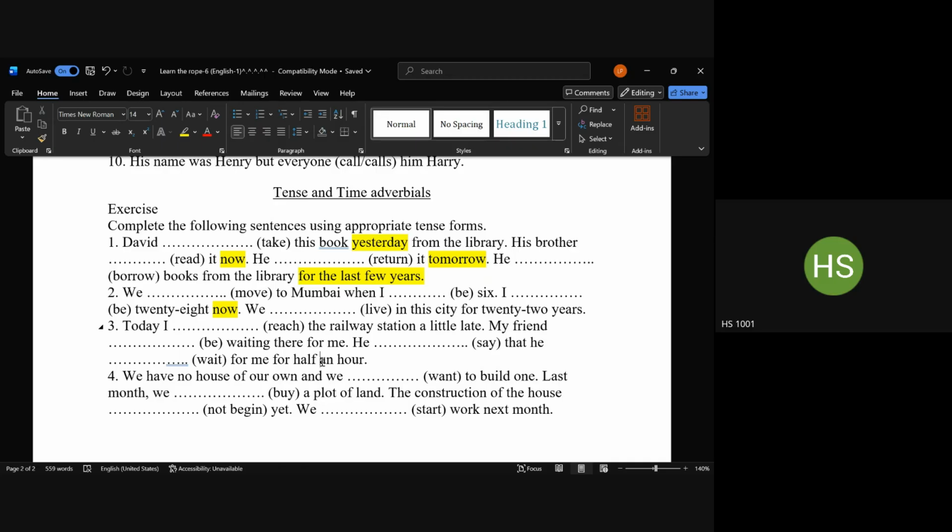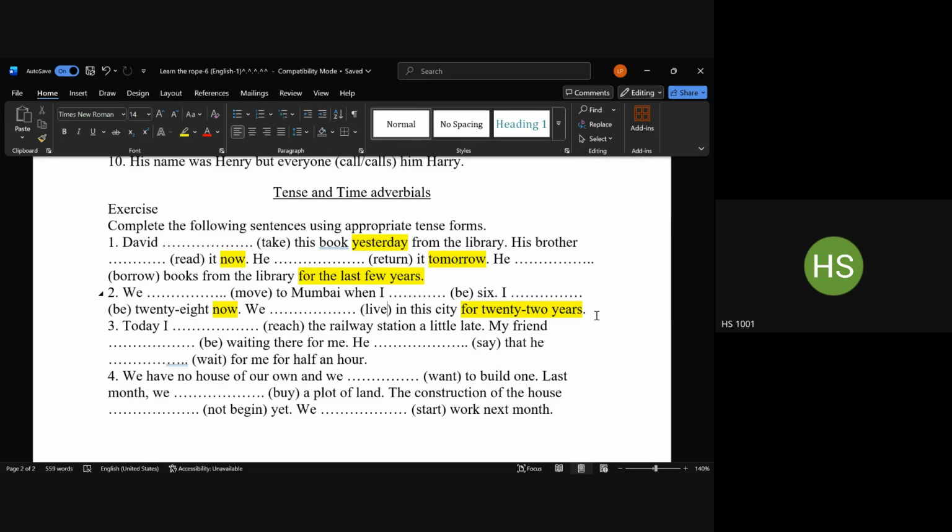For 22 years, we have been living. Correct. Very good. We have been living in the city for 22 years. So now, 2 years ago, for 22 years, right? So you have now and 22 years, for 22 years, as your time at workplace.